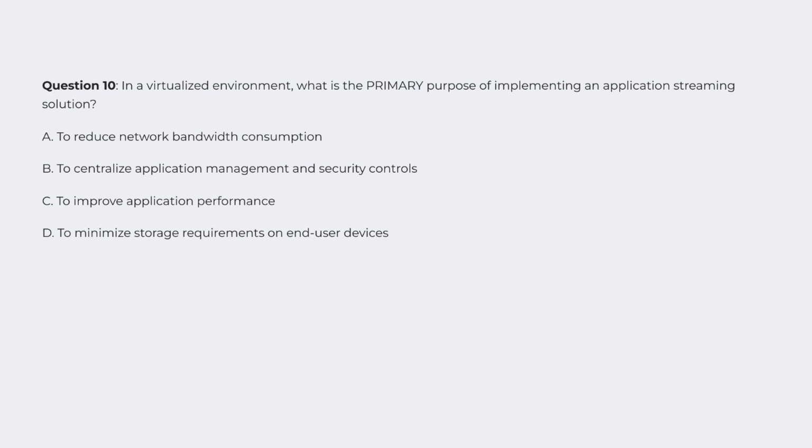Question number 10. In a virtualized environment, what is the primary purpose of implementing an application streaming solution? A. To reduce network bandwidth consumption. B. To centralize application management and security controls. C. To improve application performance. D. To minimize storage requirements on end-user devices.